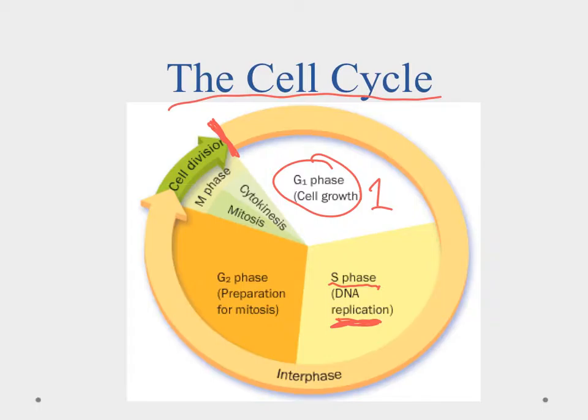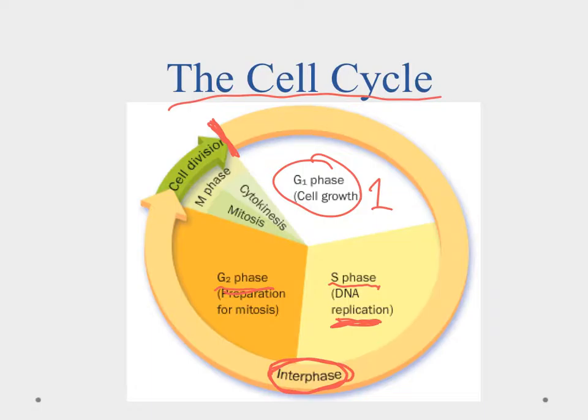After the S phase, it goes into the G2 phase, and this is going to be the preparation for mitosis. So it might get a little bit bigger. It's going to start making sure it has enough copies of the organelles so that both daughter cells will have a copy of the organelles. And then it leaves the normal working phase, which we call interphase. This is where the cell spends most of its time.